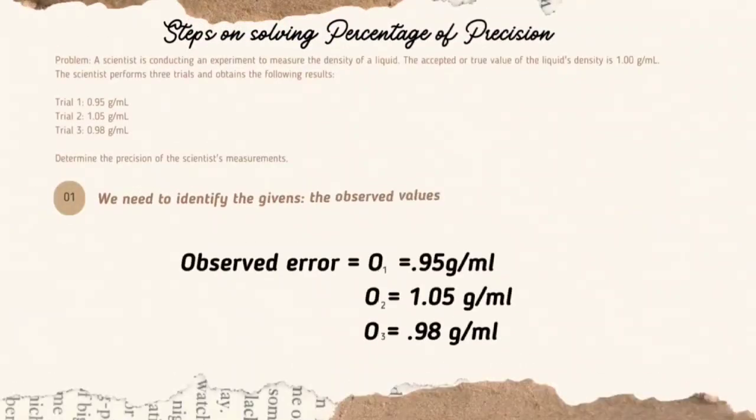As we proceed, the first step is to identify the givens. First, the observed values, which are the trials that the scientist obtained. For the first, the scientist acquired 0.95. The second trial is 1.05. And the last is 0.98 gram per milliliter.